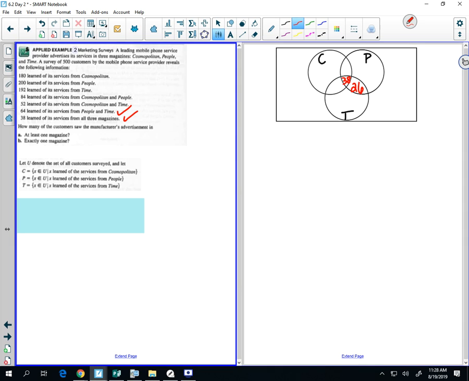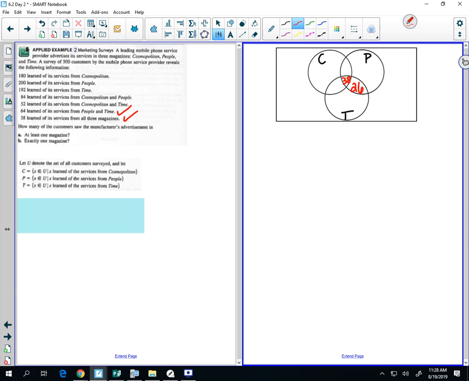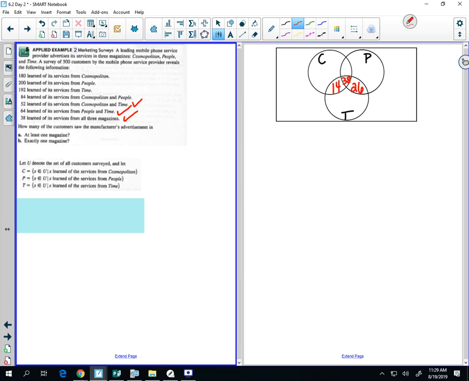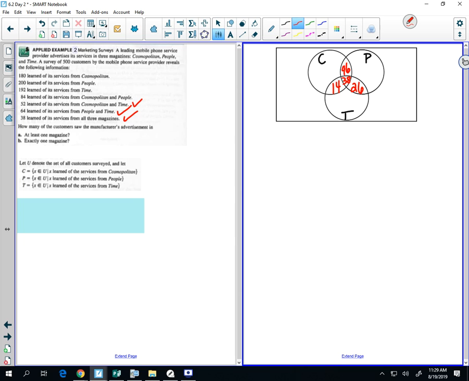52 learned from Cosmo and Time. So Cosmo and Time, 52. So I have to take 52 minus 38. And I get 14. And then 84 learned from Cosmo and People. So I have to take 84 minus 38 to get 46. That's a 4, not a 9.